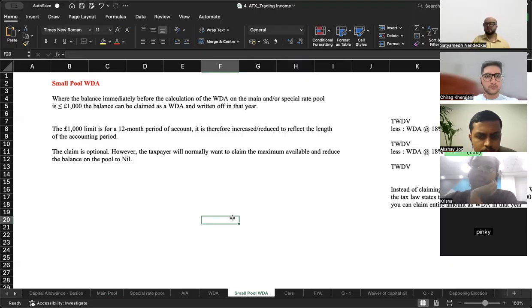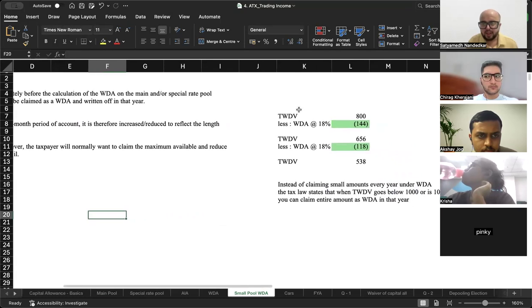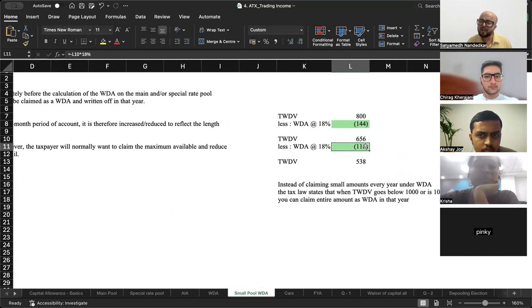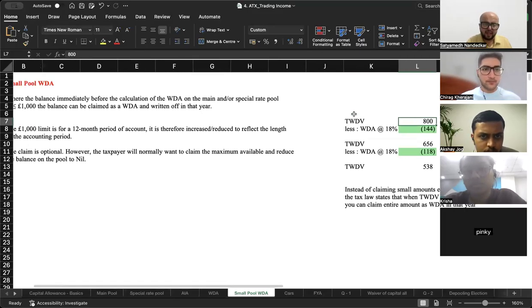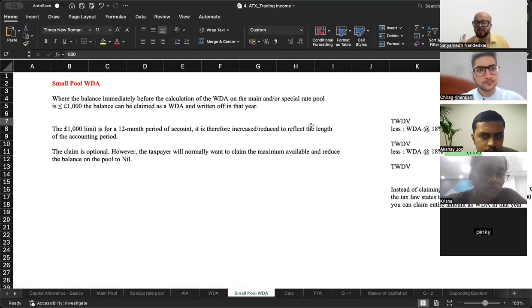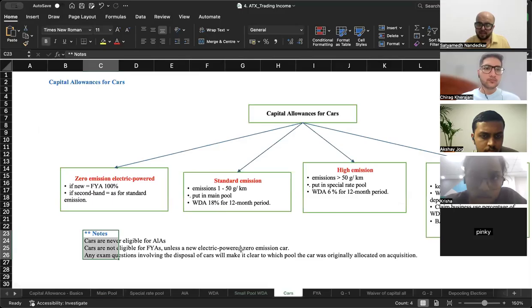The claim is optional. Okay, now TWDV 800, you can continue to claim 18%, 18%, 18%, or instead of claiming such small amounts, if the TWDV is less than or equal to £1,000, you can claim the whole amount as a written down allowance in case the balance on this main pool or the special rate pool is £1,000 or less.